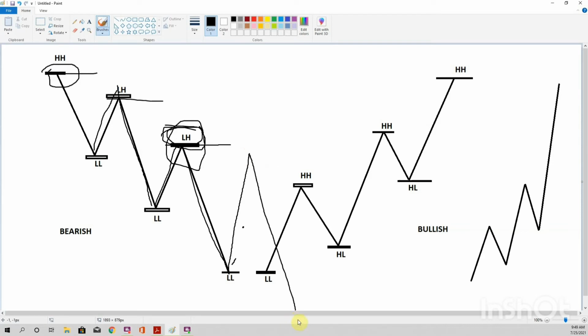So once you understand how to identify true structure, you'll understand where institutions have their orders. That'll help you a great deal. Secondly, I want you to understand this very basic but really advanced idea.